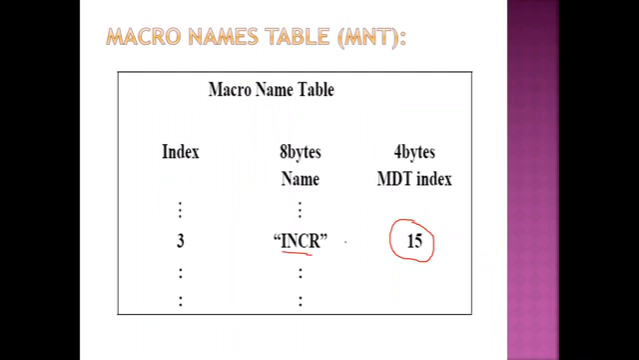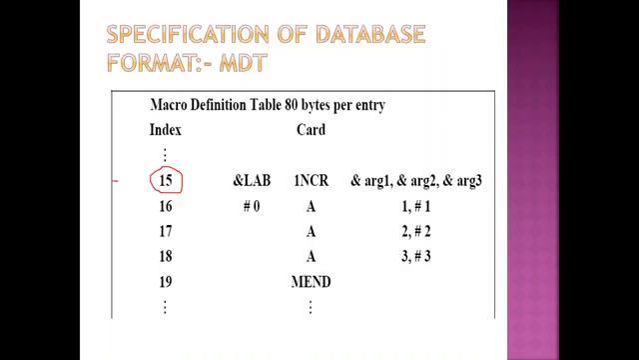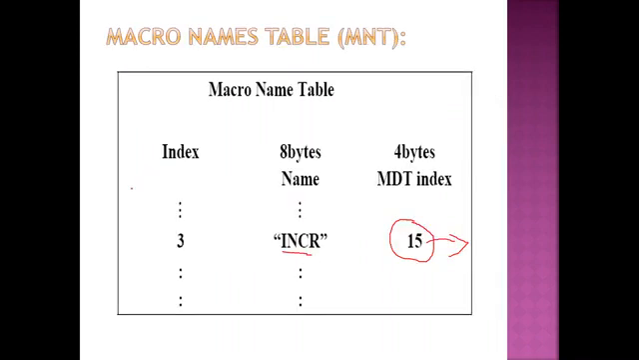Okay, where is the definition stored? It's like a pointer. You have to go to the macro definition table and see index number 15. That is where the definition of this INCR macro will be present. You understand? That is the relationship between your macro name table and your macro definition table. Right? This is the macro definition table. This is your macro name table.